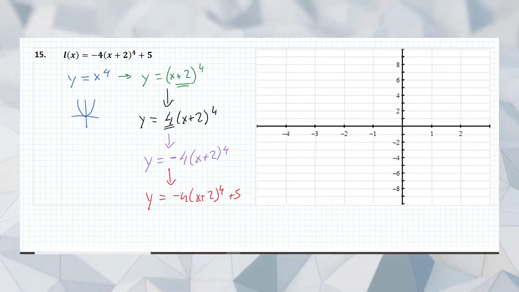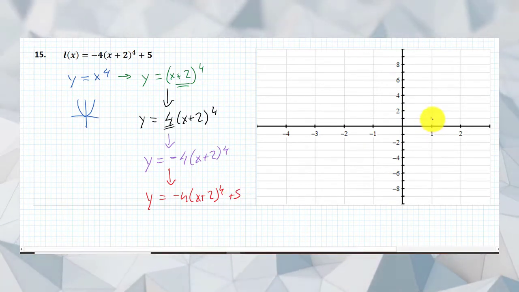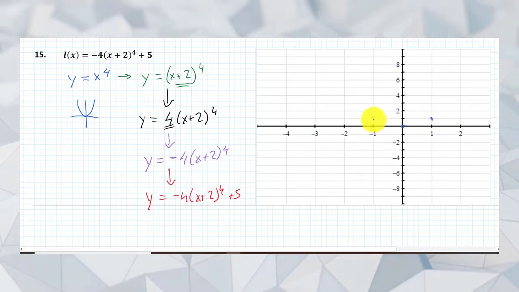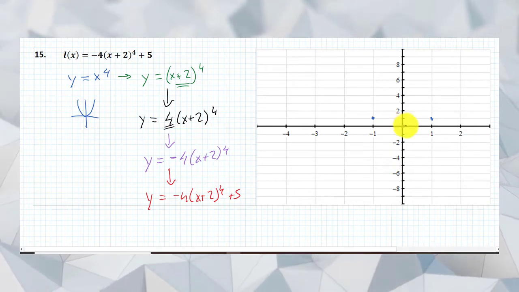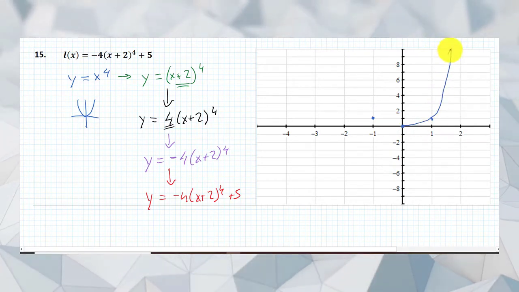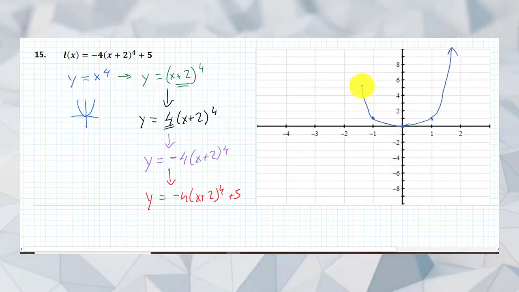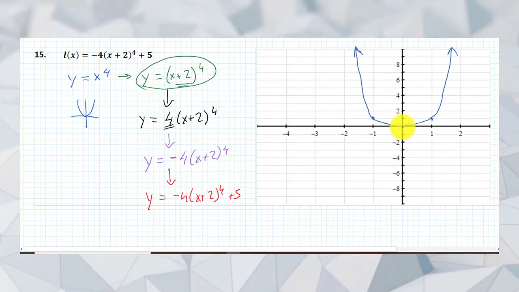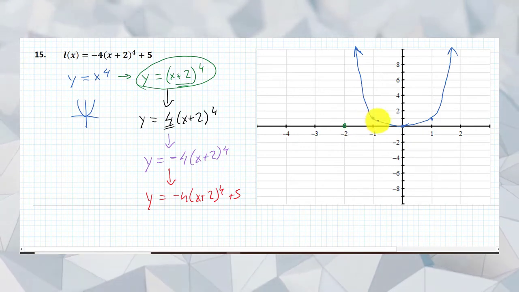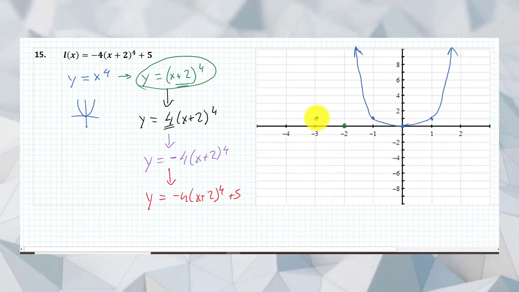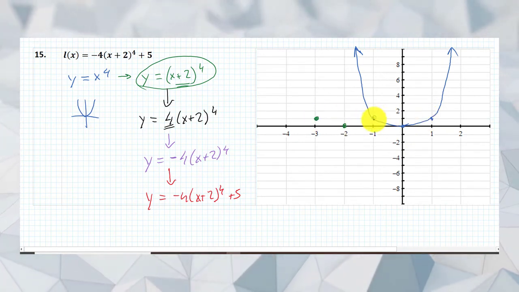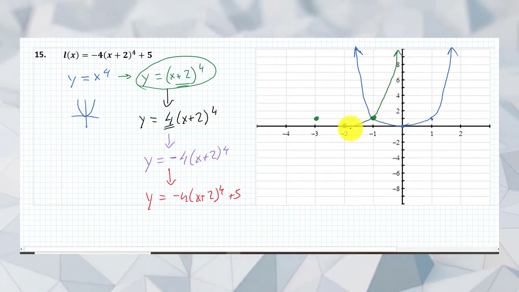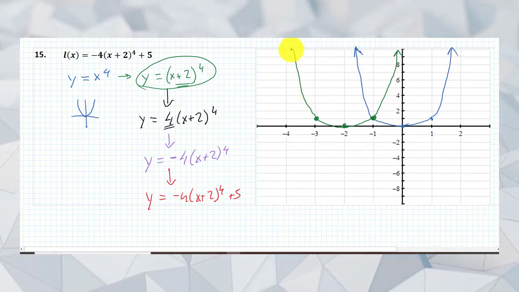Okay, let's do that. So we start with x to the 4th. We know that these are very, very steep graphs, right? (0, 0), 1 to the 4th is 1, (-1) to the 4th is 1, 2 to the 4th is 16, so it goes like this. Very steep up like this, okay? Next, what do we do? 2 units to the left, okay? So (0, 0) goes to (-2, 0). This one, 2 units to the left goes right here. 2 units to the left goes right here on top of this one. So this is my second graph like this.